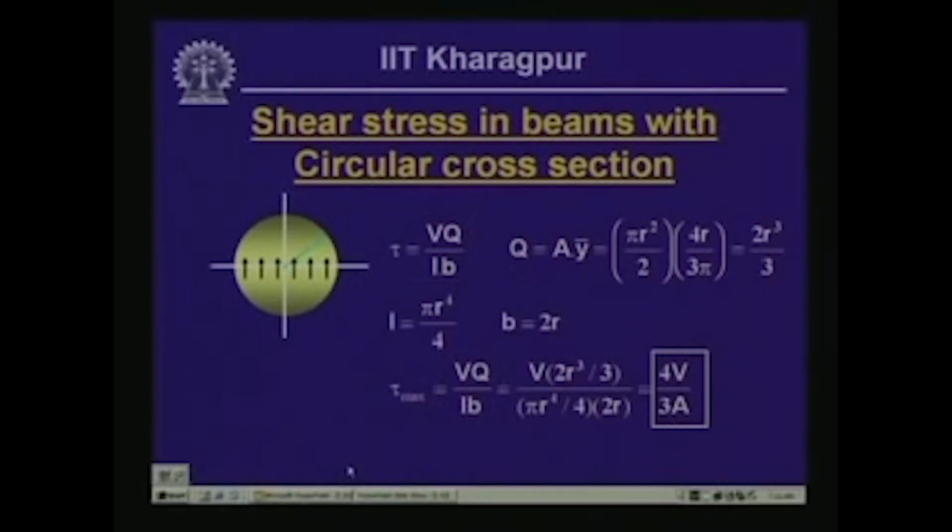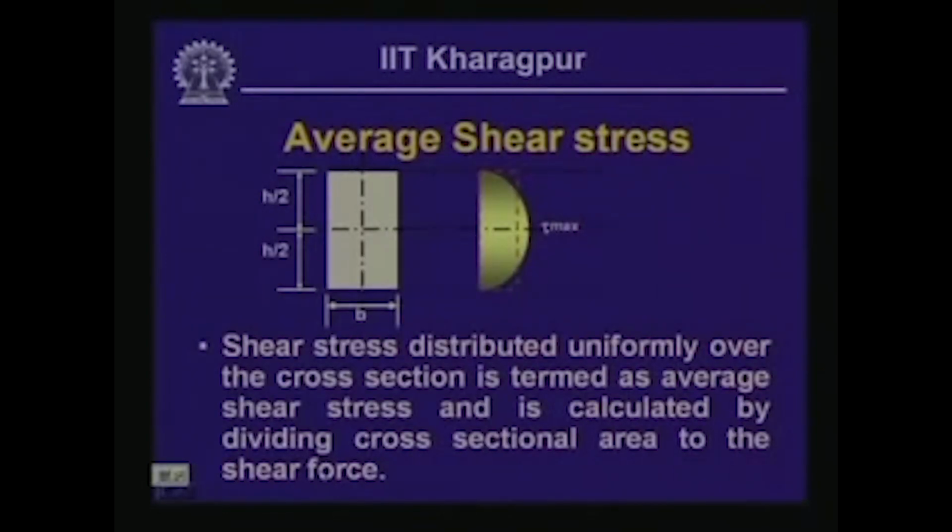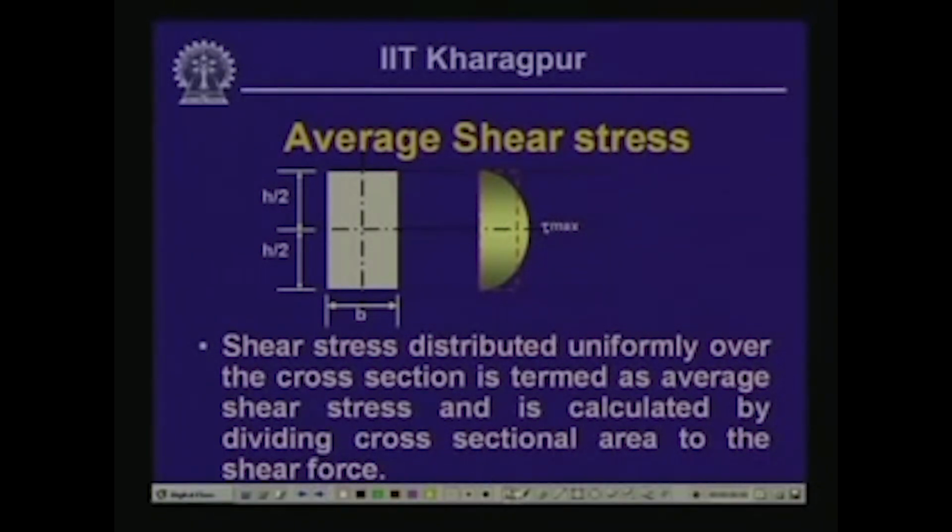And lastly, we had the question: what is meant by average shear stress? Now, as you can see, over the cross section, when we are dealing with a rectangular cross section, we have seen that the distribution of the shear stress is a parabolic one, having the maximum value of the shear stress at the neutral axis.